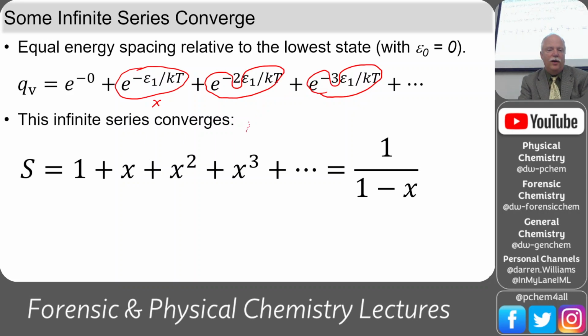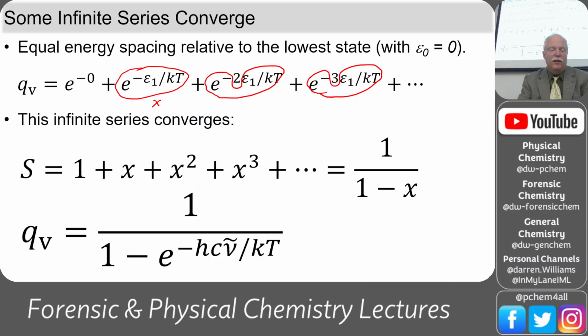And so when you have 1 plus x plus x squared plus x cubed, etc., this converges to the function 1 over 1 minus x. And so that is our partition function, 1 over 1 minus x, where that epsilon 1 or E1 is equal to h c nu, right?